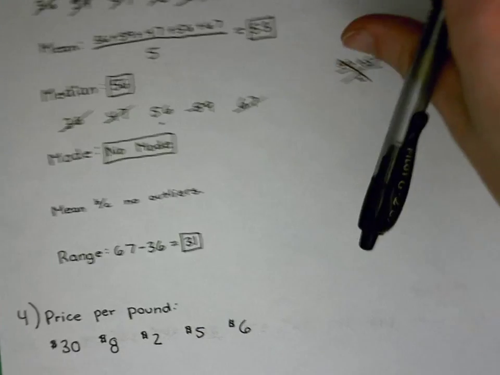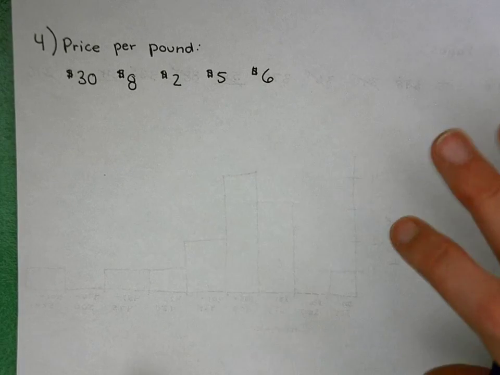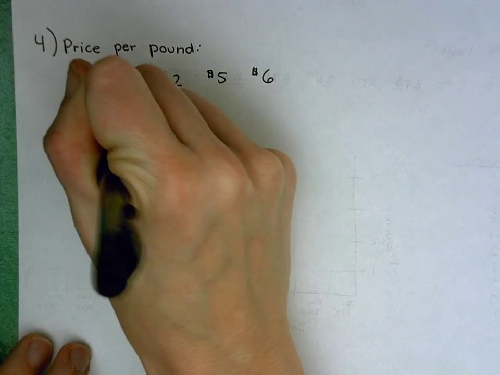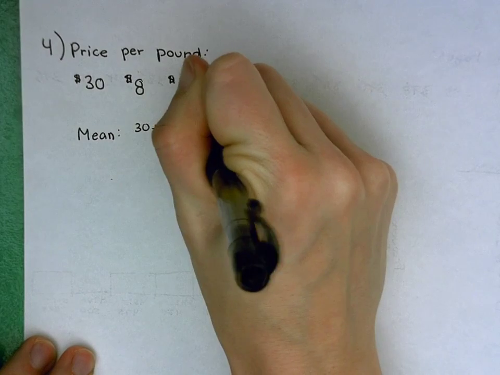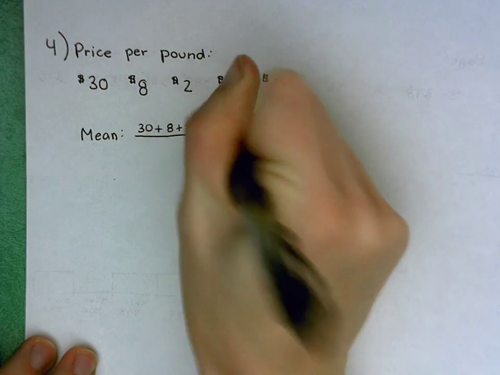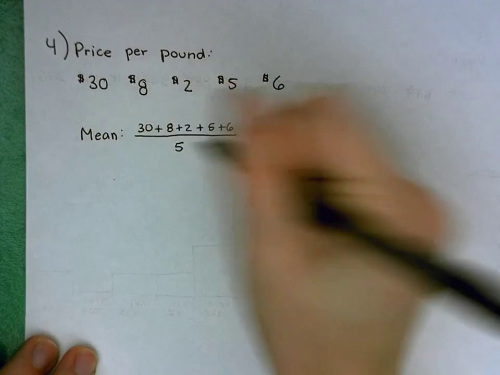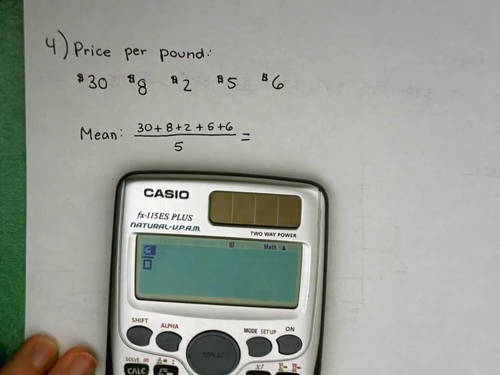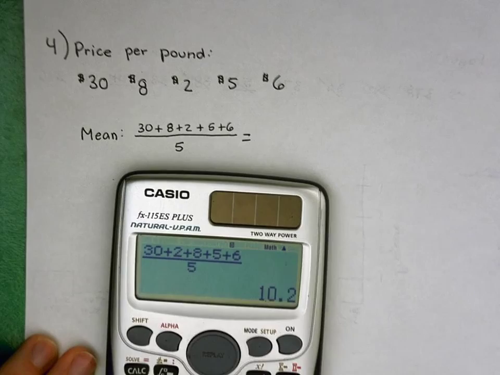Okay, we're going to go ahead and demonstrate this one more time, primarily for one step that I want to highlight. We'll go a little quicker through the ones that I've already explained. Okay, so step 1, we need our mean. Remember, mean means that I add them all together. 30 plus 8 plus 2 plus 5 plus 6, all divided by, and we have 1, 2, 3, 4, 5 numbers, so it's all divided by 5. When you plug it into your calculator, 30 plus 2 plus 8 plus 5 plus 6 is 51, divided by 5, and you get 10.2 as your mean.